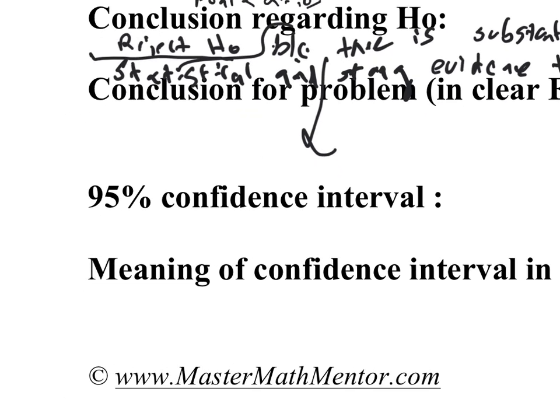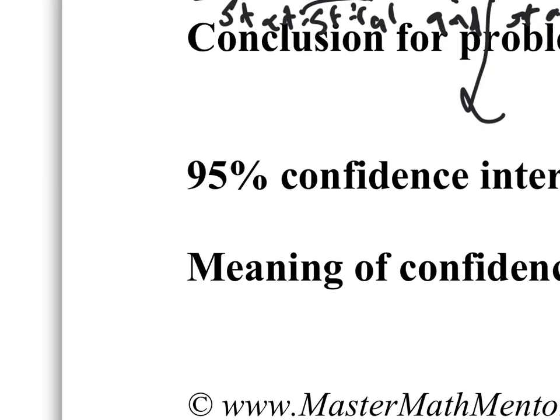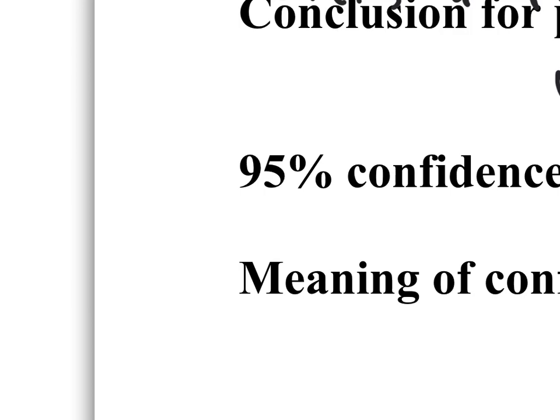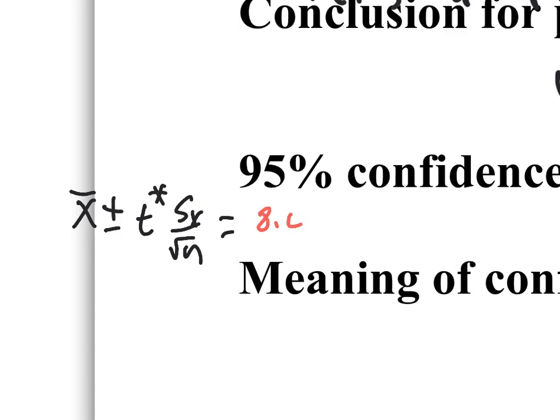So now he wants a 95% confidence interval. Formula: X bar plus or minus T star S of X over square root of N. Plug in my numbers. What was my average again? 8.4316 plus or minus. I need a T star.